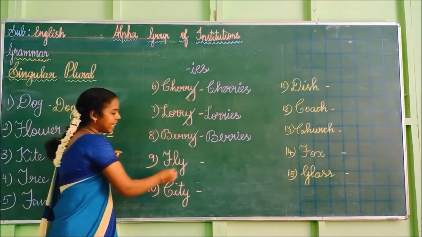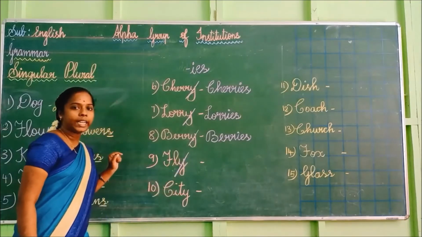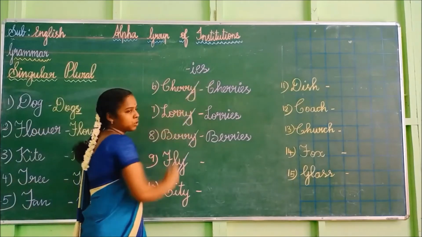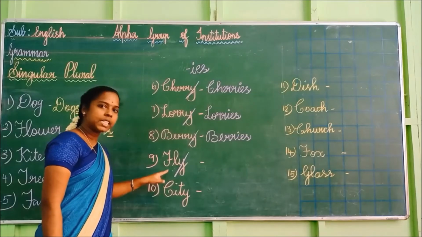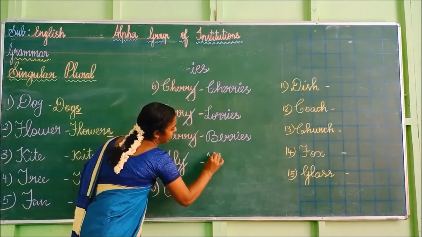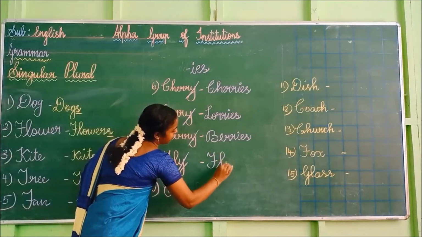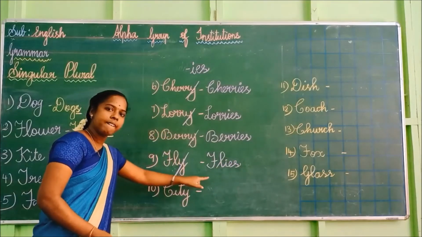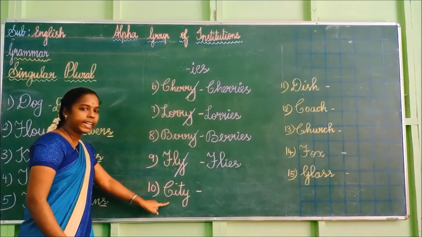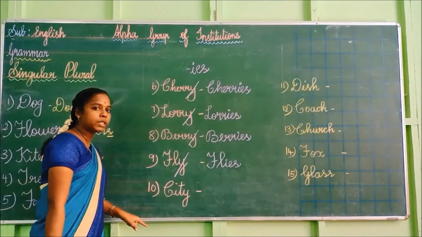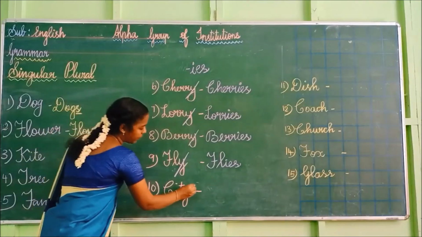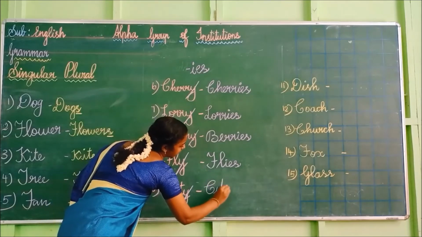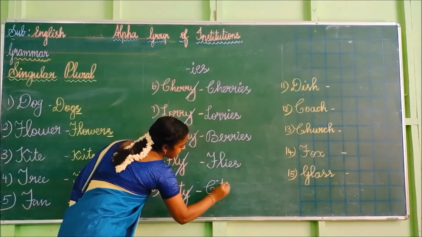Fly. Fly also ends with the letter Y. So you have to remove Y and add I-E-S to the singular noun to make the singular into plural. Fly, flies. The plural form of fly is flies. City. City also ends with the letter Y. So you have to remove Y and add I-E-S. The plural form of city is cities.